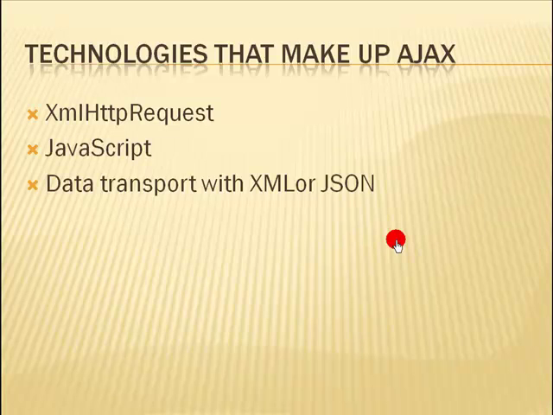And the third technology is data transport with XML or JSON. What is that? Using XML allows for the ability to communicate with the web server in a standard mechanism. Many web developing organizations and developers use Ajax technology. Google is the main organization among them. Let's learn what they use Ajax for. I will talk about that using this topic.